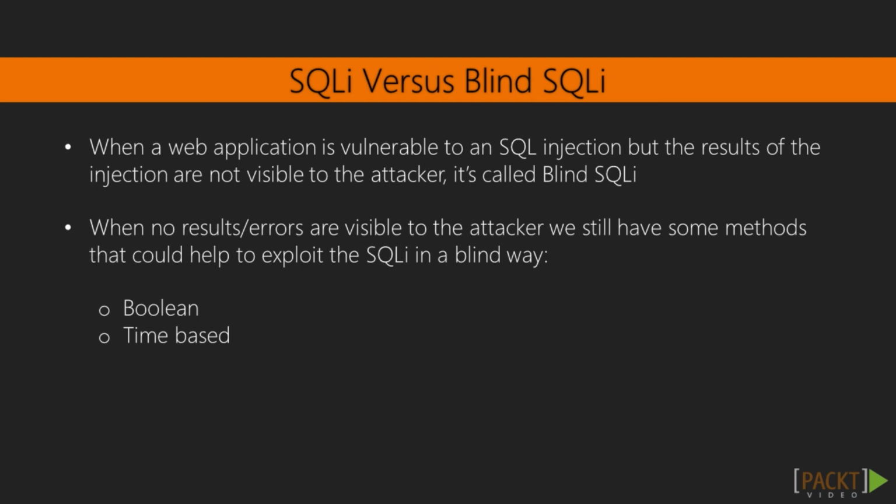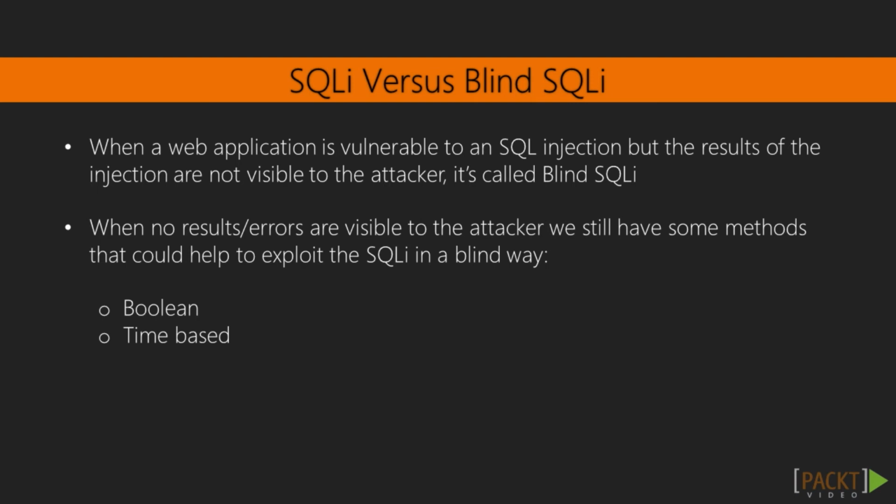The first method is called Boolean. This method is based on injecting payloads that alter the outcome of the original query, which results in different returned page content. The other method is time-based. This method is based on injecting payloads that trigger a delay time for the SQL server while processing our query, which in turn slows down the response time of our request. We're going to learn more about these techniques in more detail later.